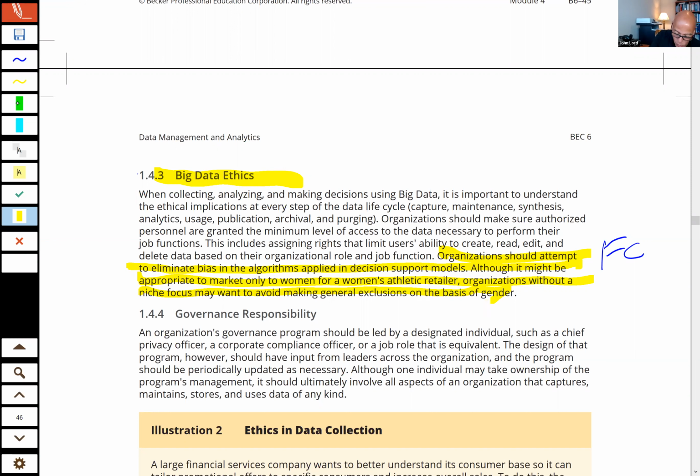And then finally, you come over to governance responsibility, and organizations' governance programs should be led by a designated individual, such as a chief privacy officer or a corporate compliance officer or somebody with a similar or equivalent job role. So go ahead and flashcard these.